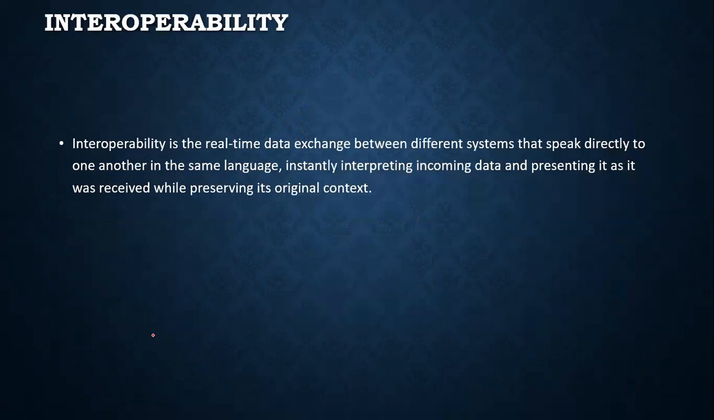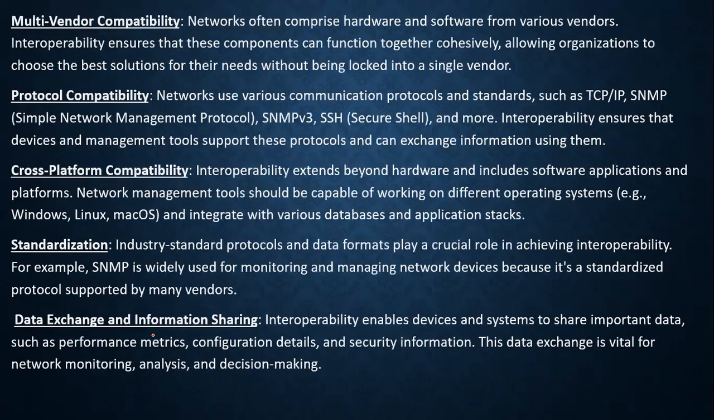Now let us see the definition of it. Interoperability is a real-time data exchange between different systems that speak directly to one another, in the same language or a different language, instantly interpreting incoming data and presenting it at receipt while preserving the original context. Now let us study in depth what we have seen in the diagram.